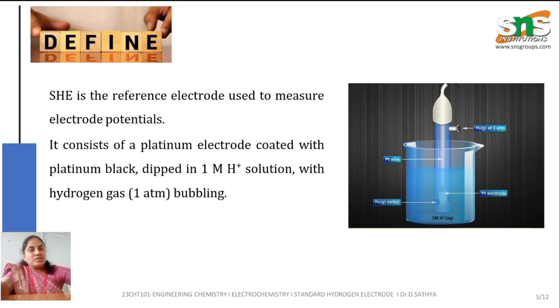So what is the definition of the standard hydrogen electrode? The standard hydrogen electrode is the reference electrode. It's used to measure electrode potential. It consists of a platinum electrode dipped into the solution, inside a glass tube, and coated with platinum black. This platinum wire is dipped into 1 molar HCl solution, that means the H plus ions are present in that solution, with hydrogen gas at 1 atmospheric pressure.